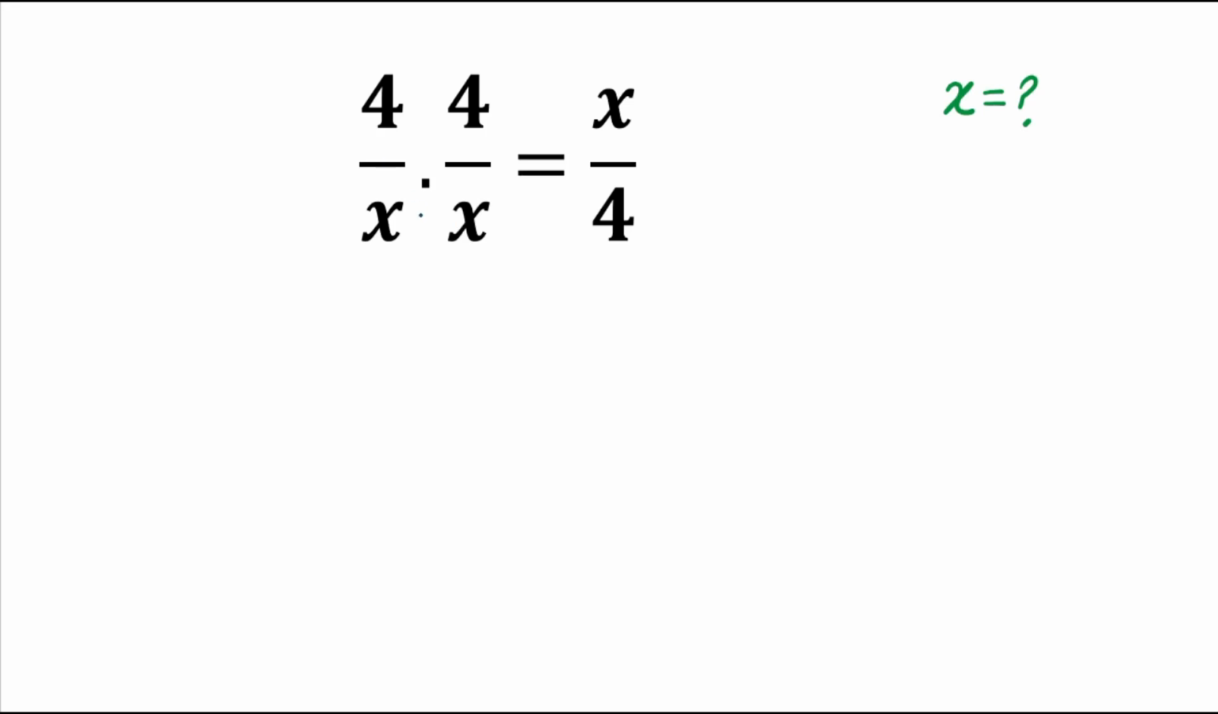We have here 4 over x times 4 over x, this is equals to x over 4. Here we need to calculate all possible values of x.